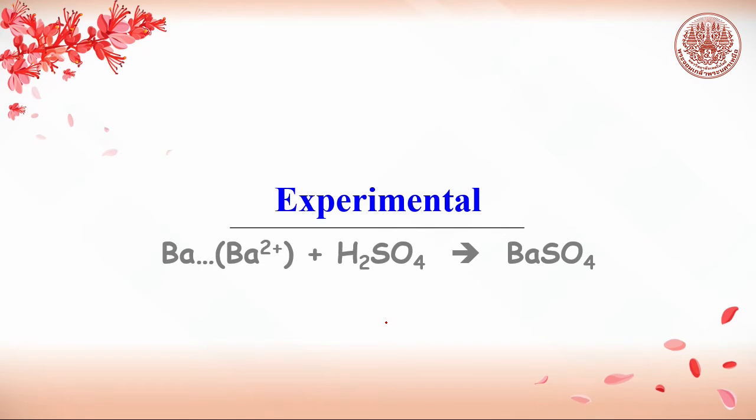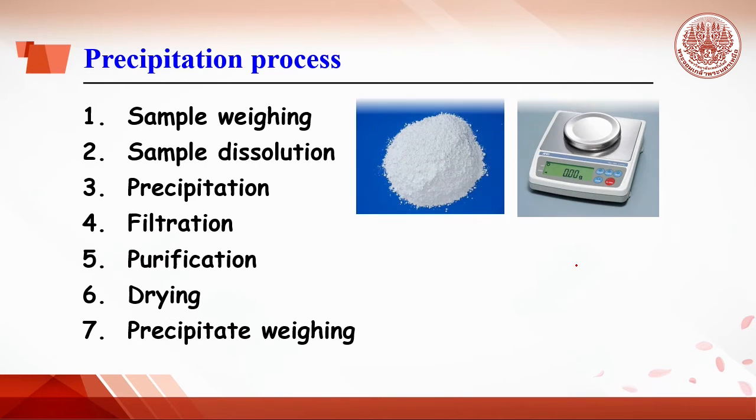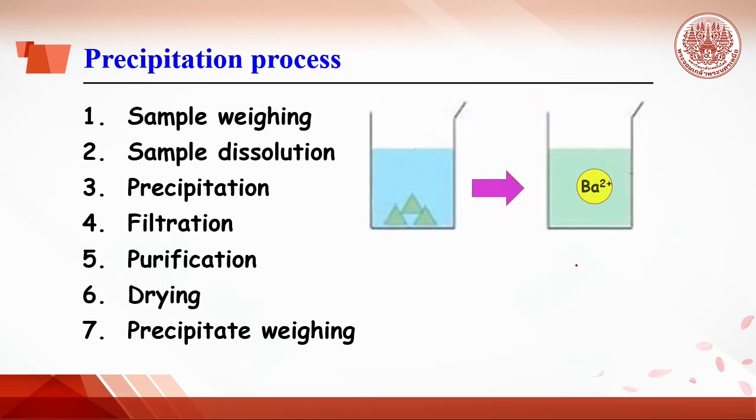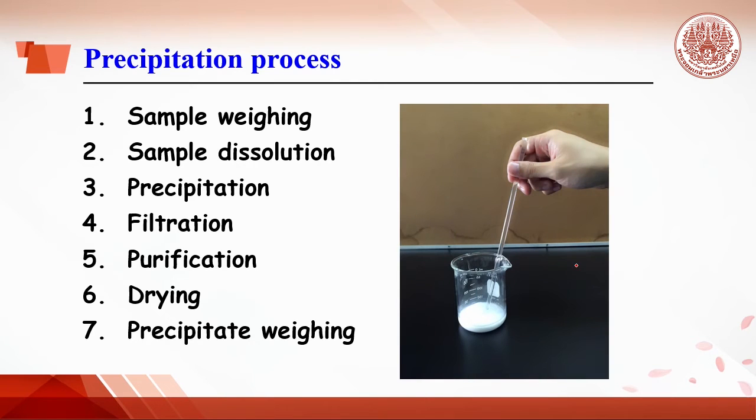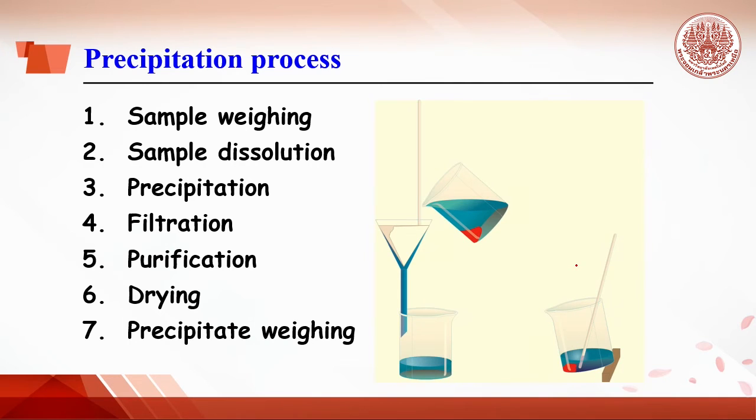In the experiment, each group of students will get an ionic compound containing barium. Once it reacts with sulfuric acid, a white precipitate of barium sulfate will be formed. Hence, the method for the determination of barium in barium sulfate includes 7 steps. Sample weighing to get the exact weight. Sample dissolution to break down the barium compound into barium ion. Precipitation with precipitant, then filtration, purification, and drying of the precipitate. After weighing the precipitate, the percentage of barium in the sample will be calculated.